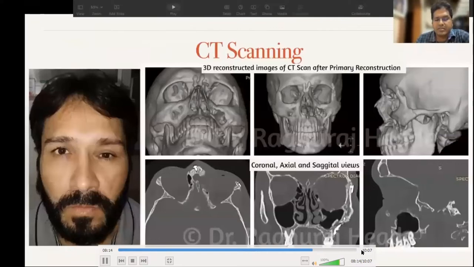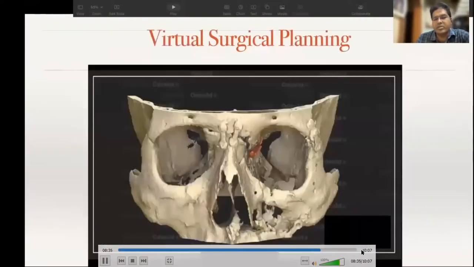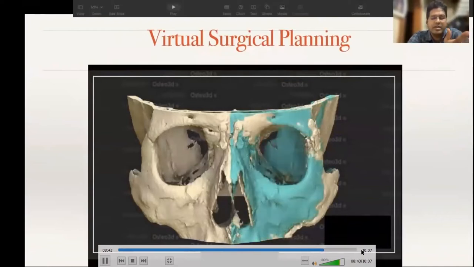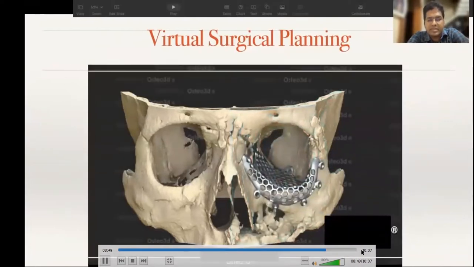On CT scanning, all these clinical findings were confirmed, where the medial wall and floor were fractured, and the infraorbital rim also was fractured and malunited. Along with that, he also had a left-sided frontal sinus mucocele, which was protruding into the orbit and pushing the eyeball down. So what we did was a virtual surgical planning, where we resolved the problem, and then we mirrored the normal side to the affected side, and then we designed a 3D printed implant using the mirrored orbit.